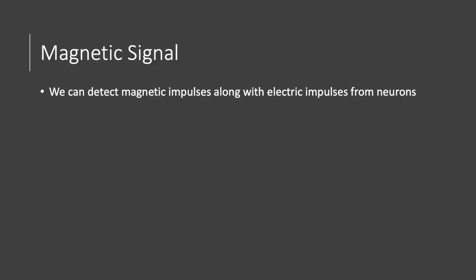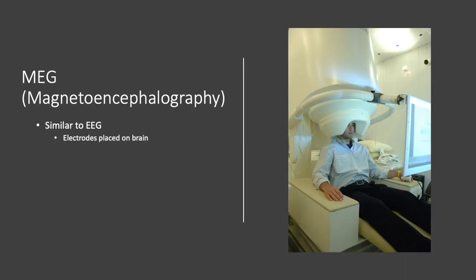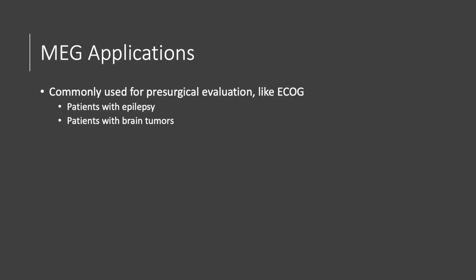We know that neurons use electric signals to communicate. However, when an electric signal is generated, so is a magnetic signal. This is why light is called electromagnetic radiation, and this also gives us a second way to measure neural activity in the brain. First, we have MEG, or magnetoencephalography. This is just like EEG, but it measures the magnetic field generated by neural activity rather than the electrical signal itself. And this also uses electrodes placed on the brain.